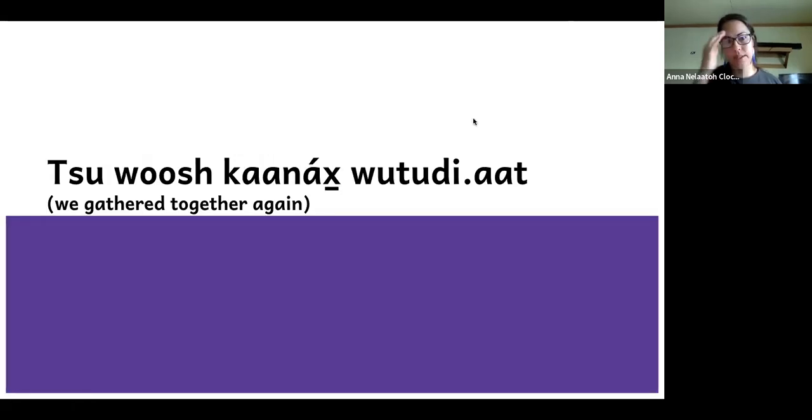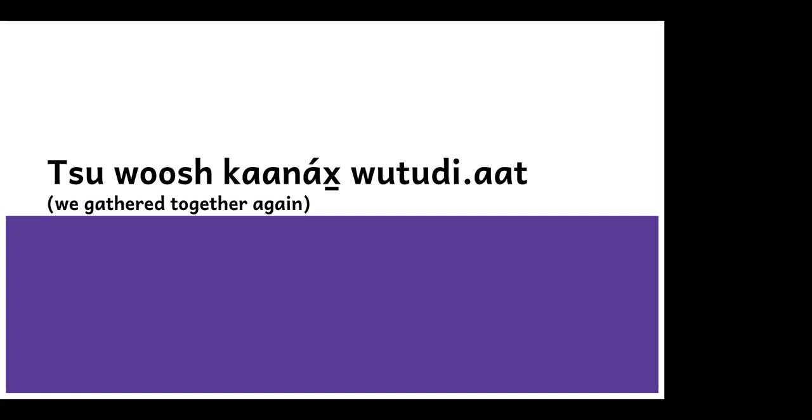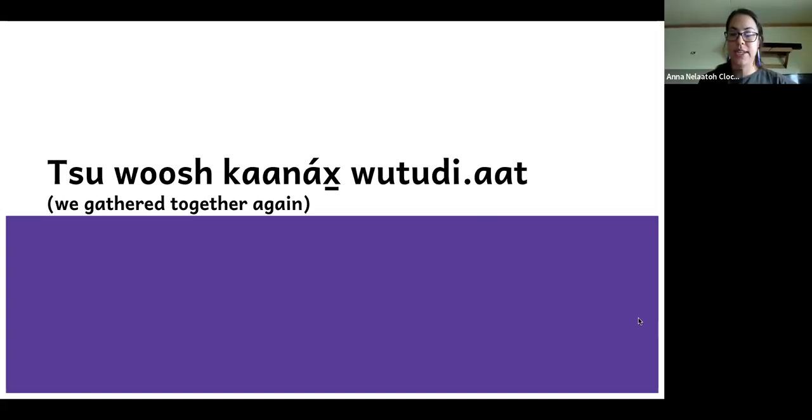I wrote this phrase that I want you to start internalizing over time. This is a pattern that you should internalize that's specific to gathering together. So the very last word in this line is where I want to start, and it's wutudde'at. So go ahead and repeat that after me. And so when you hear it together with these words that precede it, you should just memorize that as a chunk, that this means we're gathering together.